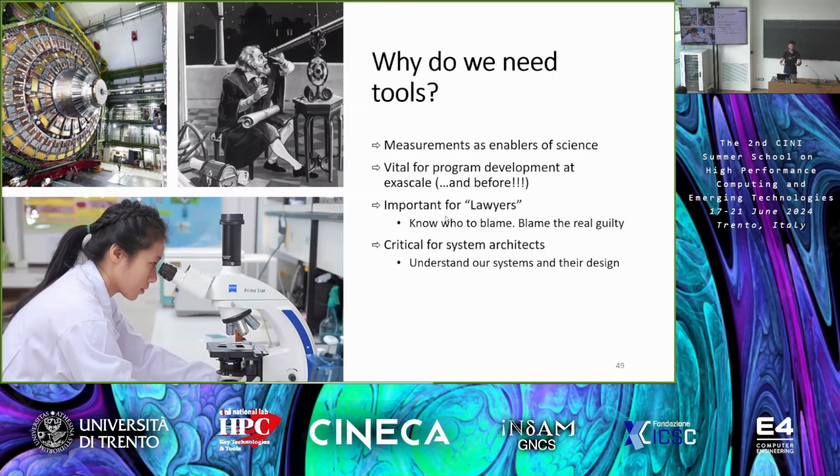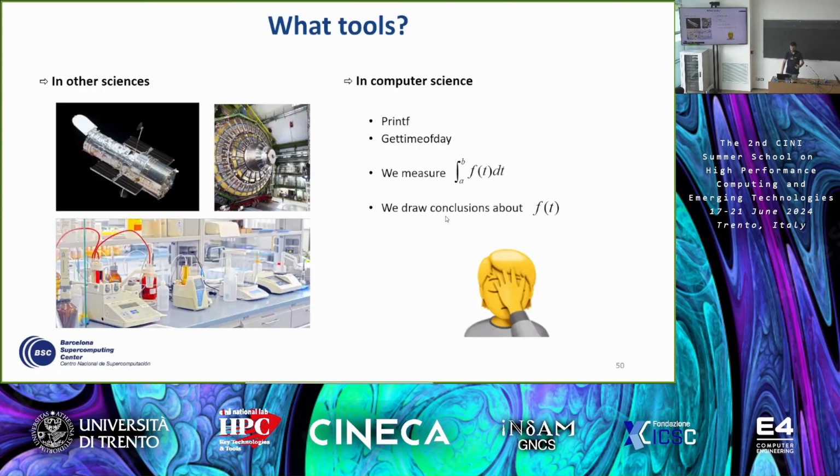There are several occasions in which we think that our architecture is beautiful on the blackboard, but then when we implement it and measure things, we discover that we have this or that feature that is actually not behaving as we foresee. So we really need these kinds of tools to understand what's going on.